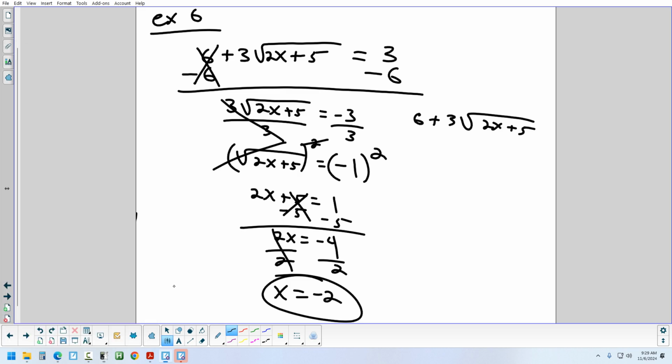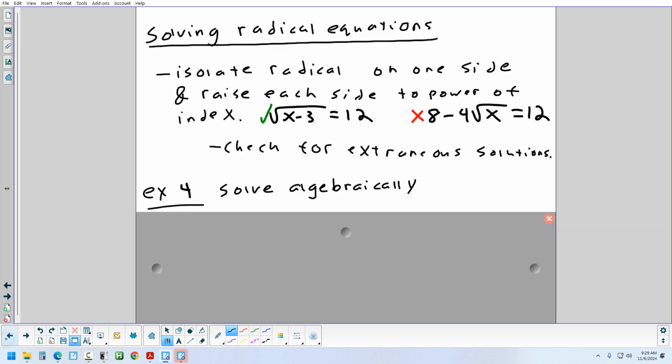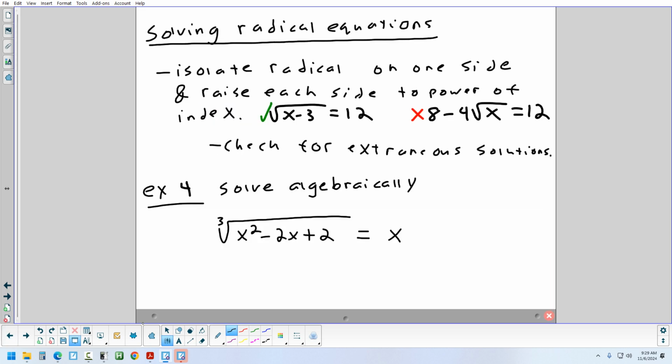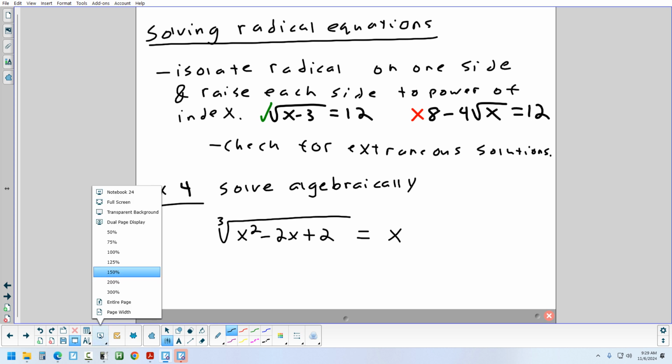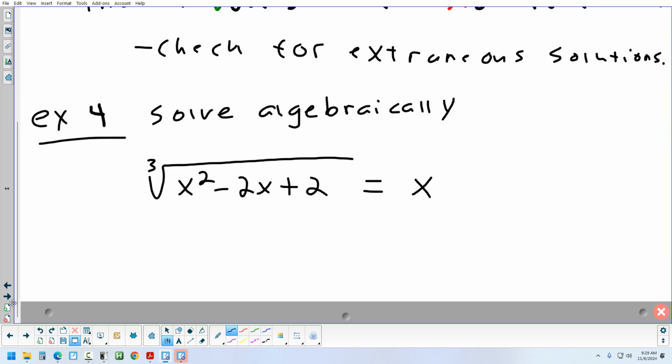Okay. Let's try this one. So this is the cube root of x squared minus 2x plus 2 equals x. First thing, is the root by itself? Yep. There's nothing on the outside of that root. You can have as much stuff as you want in the radicand. You just can't have stuff on the outside. So the root's by itself.